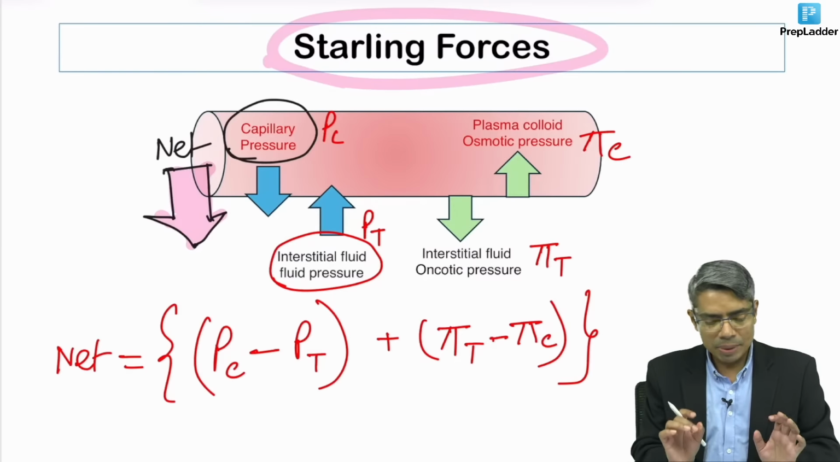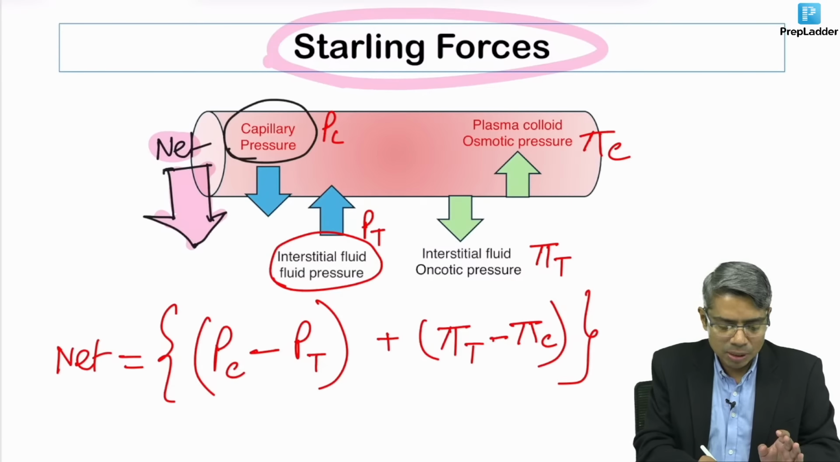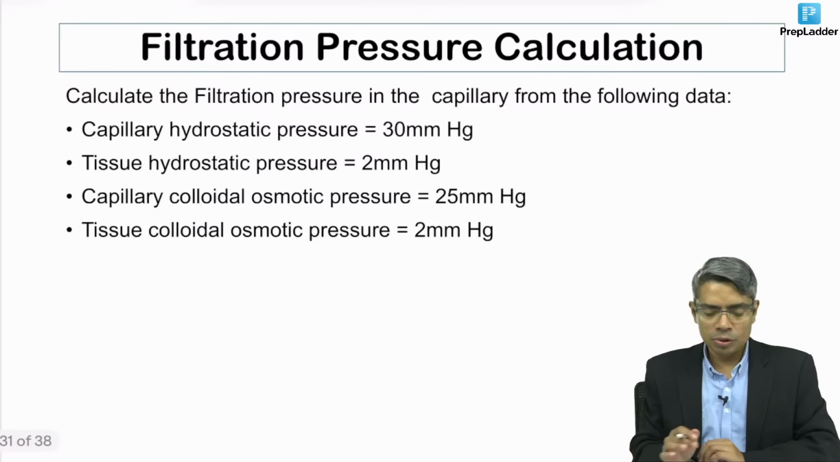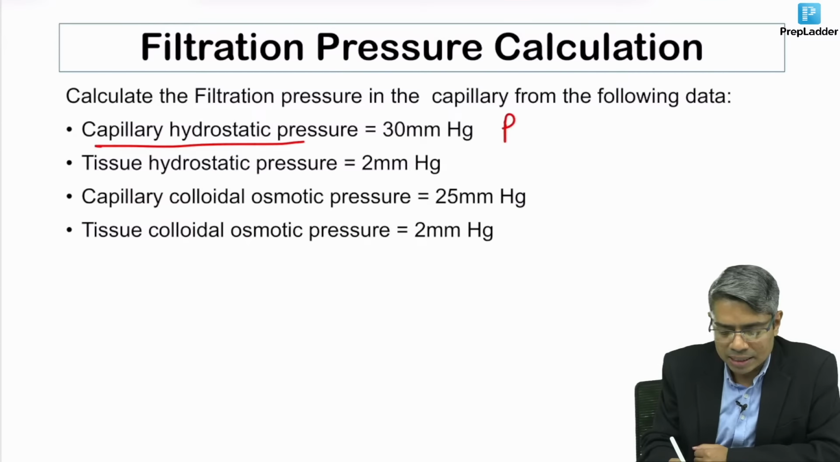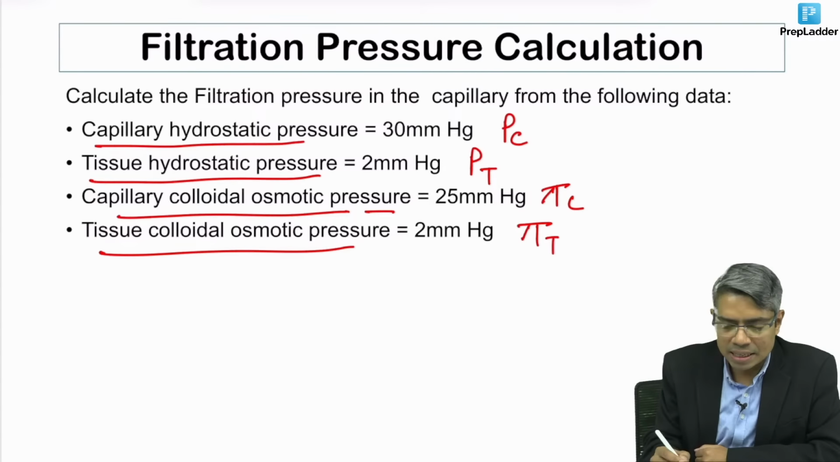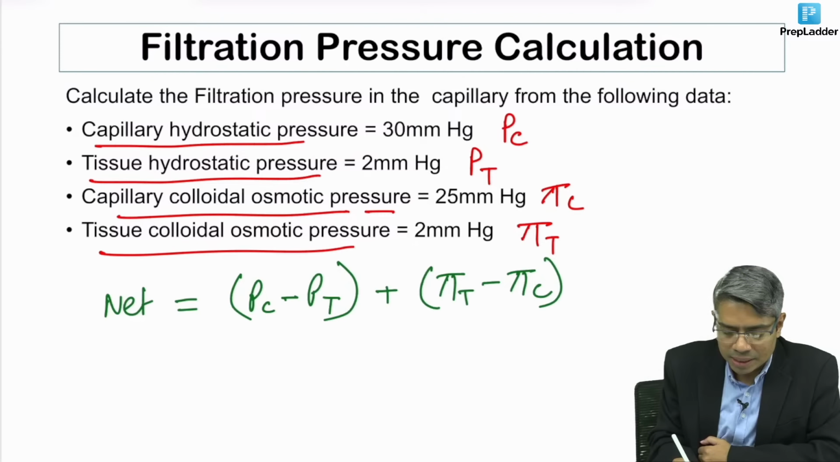Now, based on this same force, you can calculate the net force for filtration at the level of the capillary or at the level of the glomerular capillary, both with the same formula. So, based on this, a question has been given. Here the capillary hydrostatic pressure is PC, tissue hydrostatic pressure is PT, colloidal oncotic pressure is pi C, and tissue oncotic pressure is pi T. I told you already the formula. So, the net force is equal to PC minus PT, plus pi T minus pi C. This is the formula.